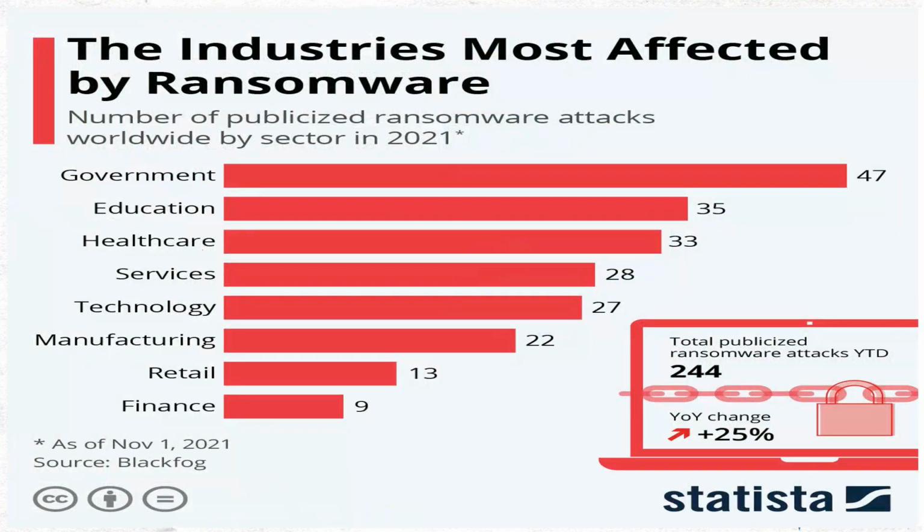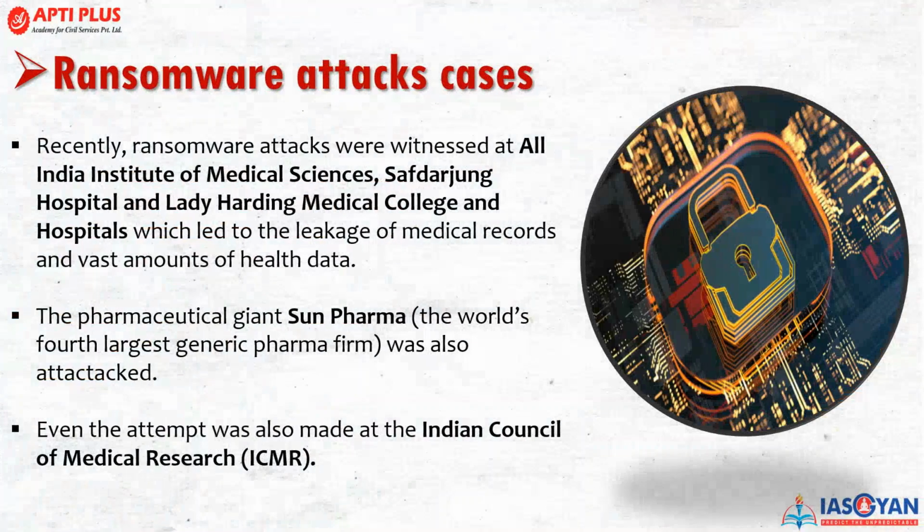Now, if you see the industries that are mostly affected by ransomware, these are the data upon which the most impacted sectors were identified. This is followed by the government, education sector, healthcare sector, services, technology, manufacturers, retail, and finance. In India specifically, the health sector has witnessed some ransom attacks. Recently, some attacks were there on the All India Institute of Medical Sciences in Delhi, Safdarjung Hospital also in Delhi, and Lady Hardinge Medical College. These three are based in Delhi, right?